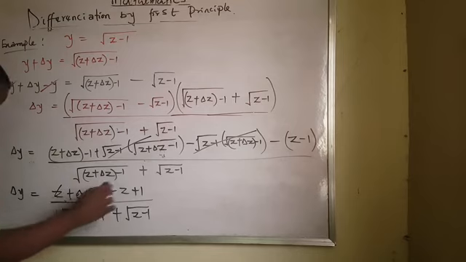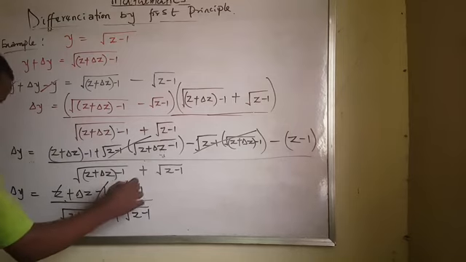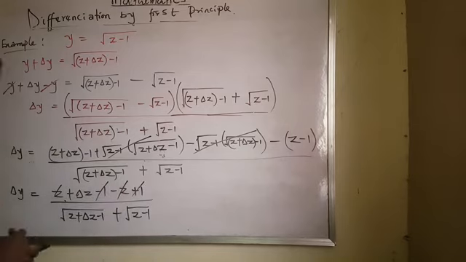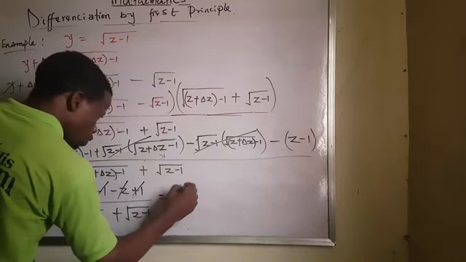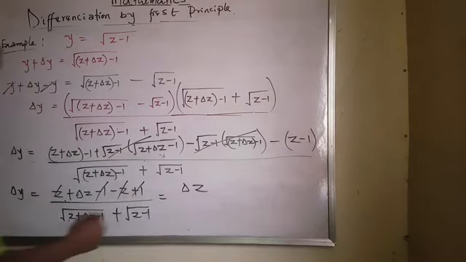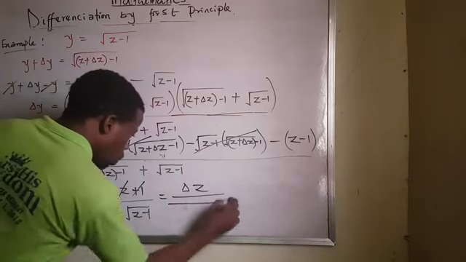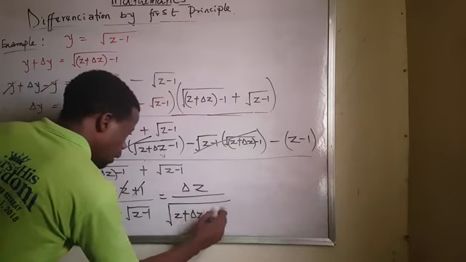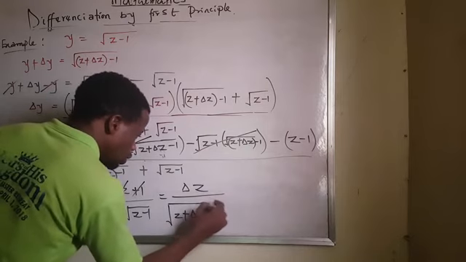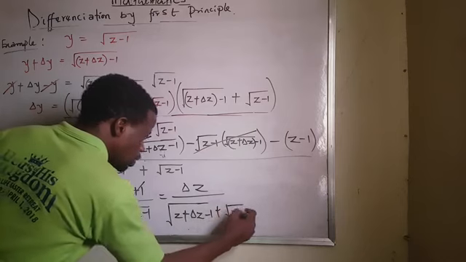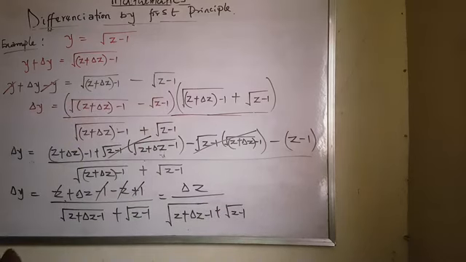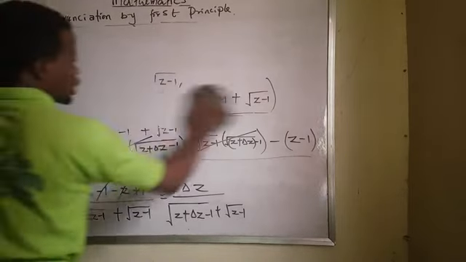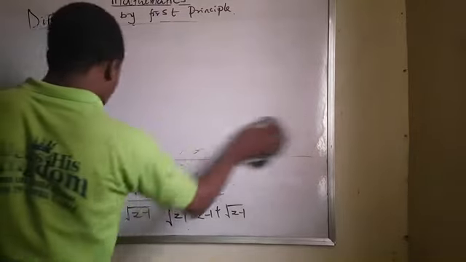This and this gone, this and this gone. So you have this to be equal to change in z divided by the square root of z plus change in z minus 1, then plus the square root of z minus 1. Do you get that? So here now, this is what we are left with. Permit me to clear up this place so we can finish our solving there.